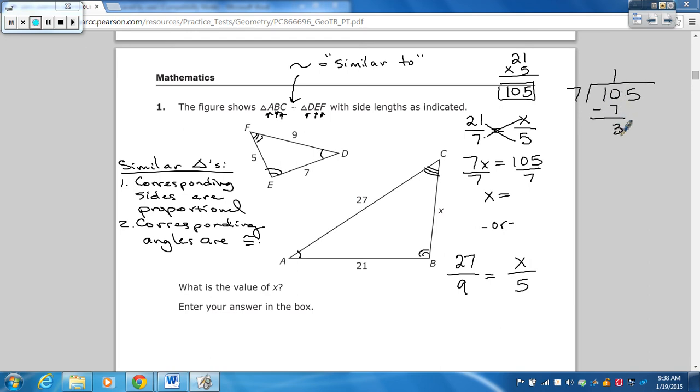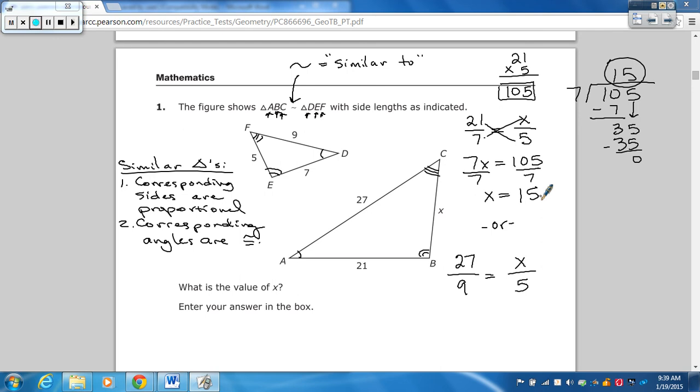Okay, so 7 times 1 is smaller than 10, but I want something that at least is equal to or a little bit less than the number I'm dividing into. From there, does 7 go into 3? No, it does not. So I bring down the 5. Does 7 go into 35? It does. 5 times. 5 times 7 is 35. There's nothing left over, so my answer is going to be 15.